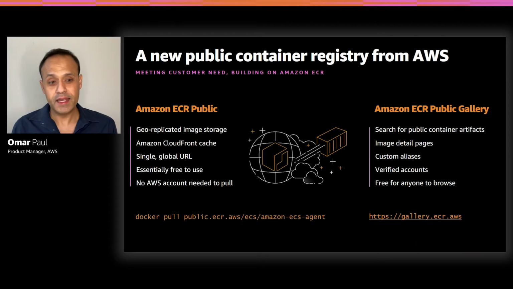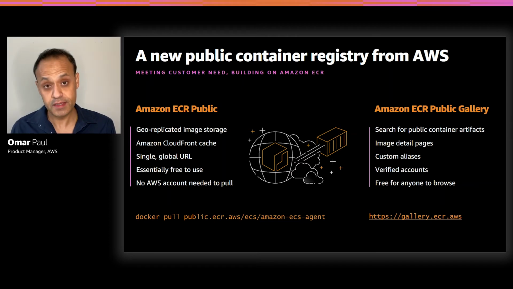Amazon ECR Public is an altogether new registry, yet part of Amazon ECR. It's built on the years of experience operating a container registry at scale for our customers. It is two things, a public registry and a public gallery. The registry has what developers expect, a single global URL for pushes and pulls, anonymous pulls, so you do not have to have an AWS account to use it, a frictionless getting started experience.